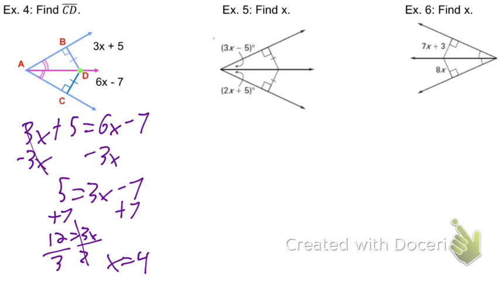It doesn't really matter which one, right? Now, sometimes if you want to check, plug it back into both. But because these are congruent, it really shouldn't matter, okay? All right, so if we plug it into 3x plus 5, we get 12 plus 5, which is 17. So the measure of segment CD is 17.